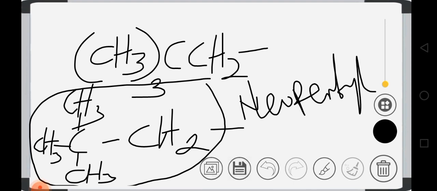As we call it neopentyl. That's the name of this compound. So take note of it. Very, very important. Then let's check if we can do some other stuff in condensed form.